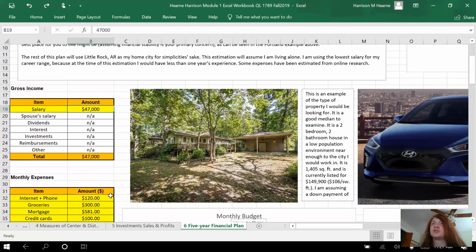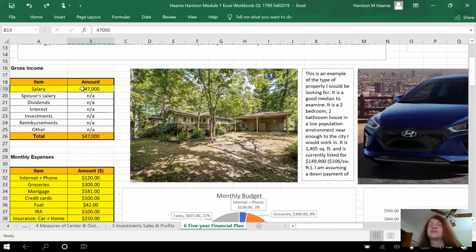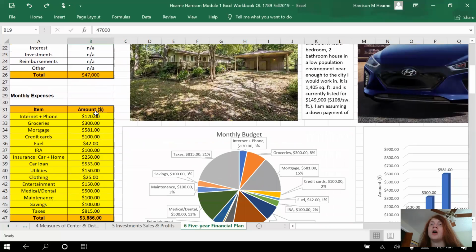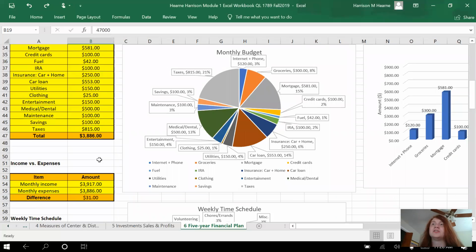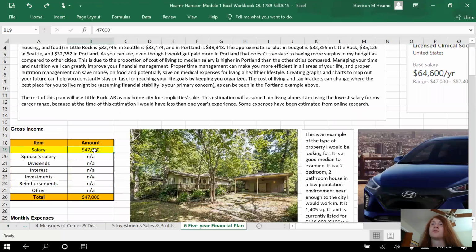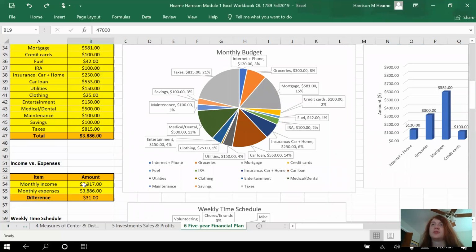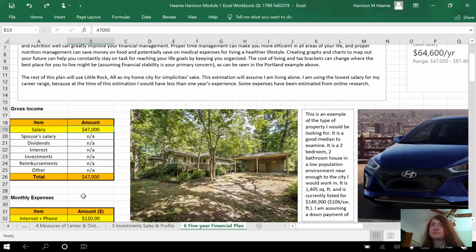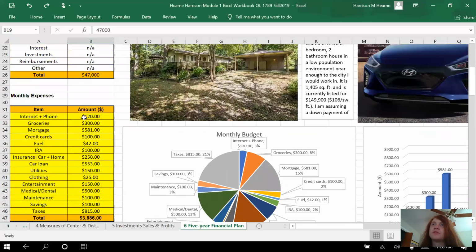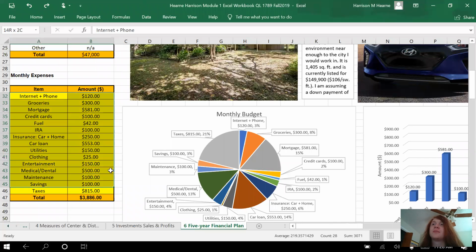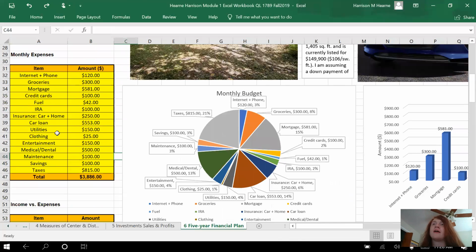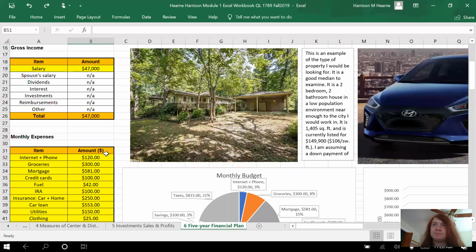And then in order to make your budget, you want to find your gross income, so the total amount of money that you are making. This is a monthly budget. So this is $47,000 a year, but we want to find the total monthly income. If I was making $47,000 a year, the monthly income would be $3,917. And then we want to find the monthly expenses and make sure that for everything that I'm paying for each month, I'm making enough money to pay for everything.